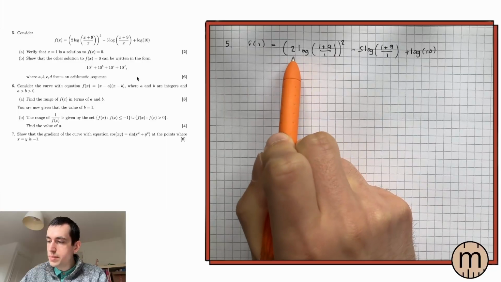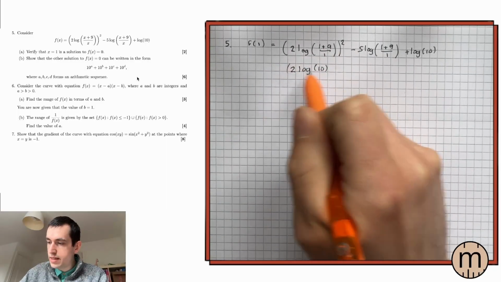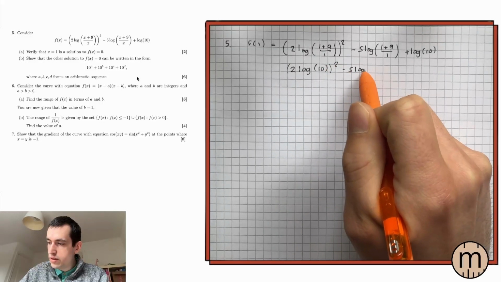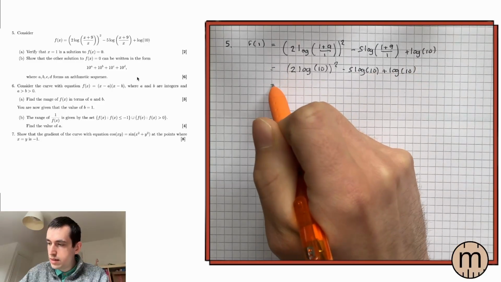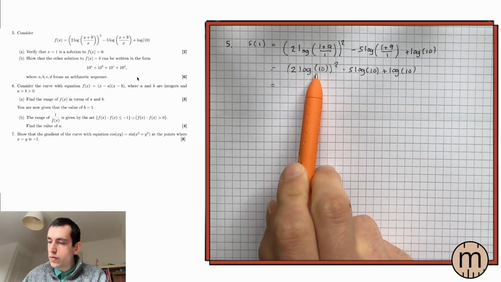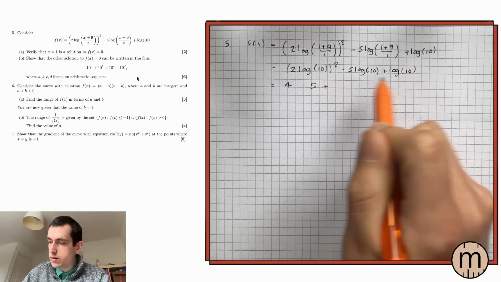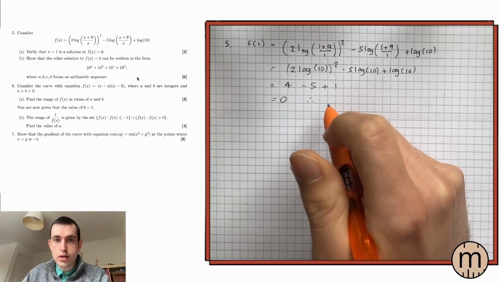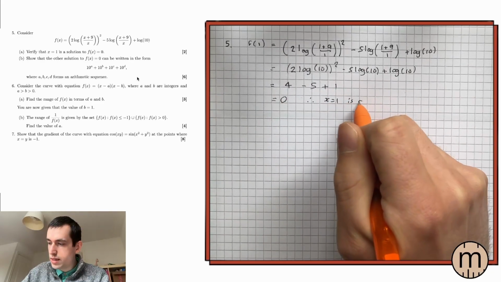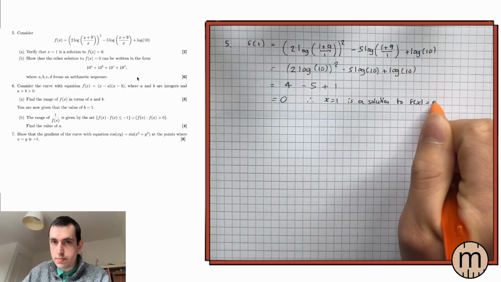So that's going to be 2 log of 1 plus 9 is 10, and then that's going to be squared, minus 5 log 10 plus log 10. That's 2 lots of, well, log 10 is actually just 1. So 2 squared, which is 4. 5 times 1 is 5, plus 1, this is equal to 0. Therefore, write the little conclusion: x equals 1 is a solution to f of x equals 0.